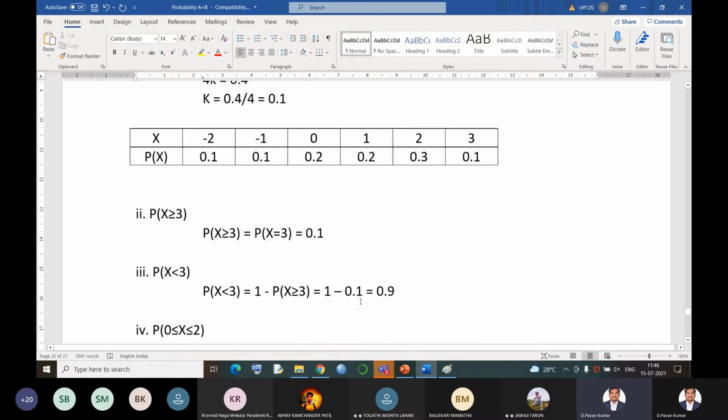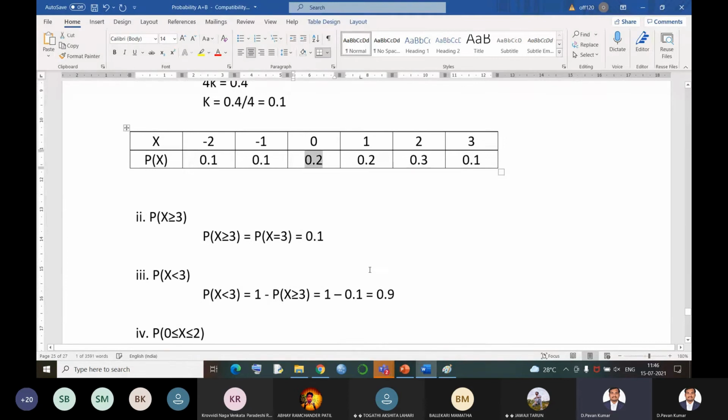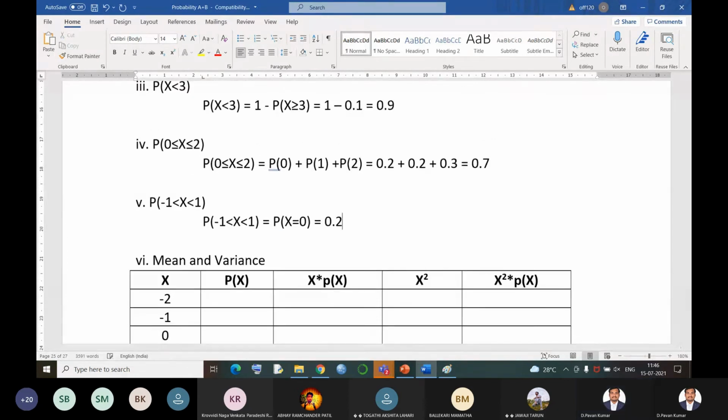So simply substituting the value of p of x equal to 0, how much is it? It is 0.2. That is how we get the answer. And always, less than or equal to and less than symbol are not equal, especially in case of discrete distribution. It may or may not be equal in continuous distribution, but 100% it is not equal in discrete distribution.